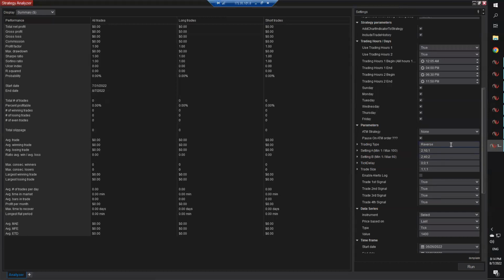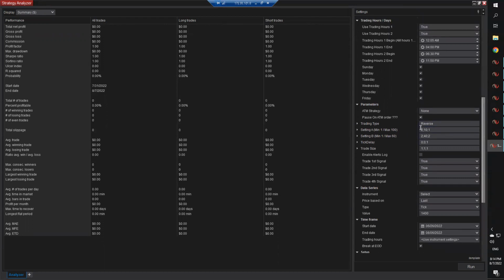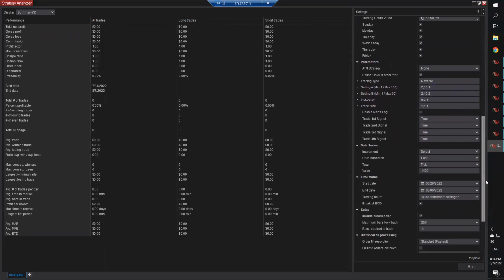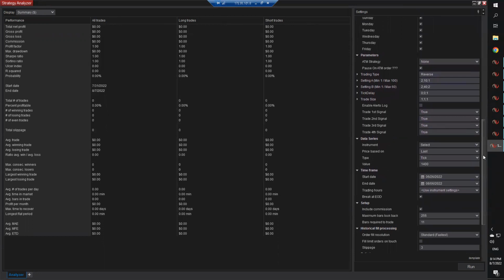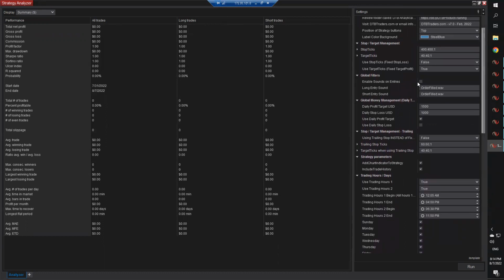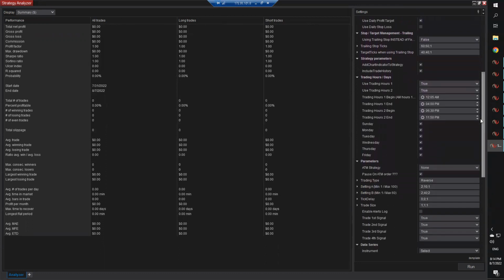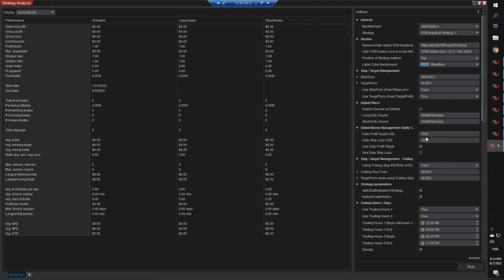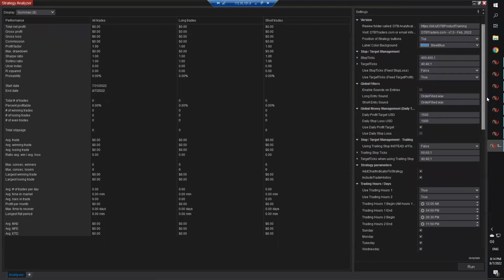result for reverse. I've been optimizing reverse as the trading type, setting A between 2 and 10, setting B between 2 and 40, and using all of the signals. I have a target ticks, as you can see, I've got a 40 target ticks. I'm only using target ticks, and I'm optimizing a daily target. Again, we're able to optimize our daily target of $1,500.